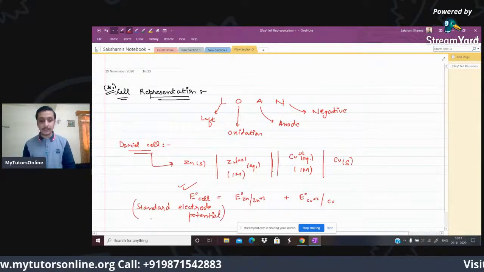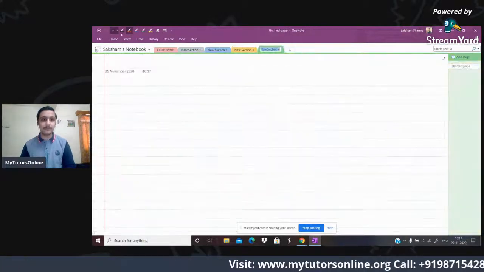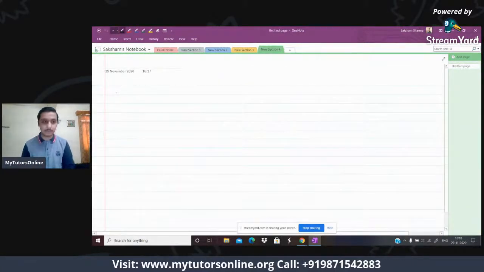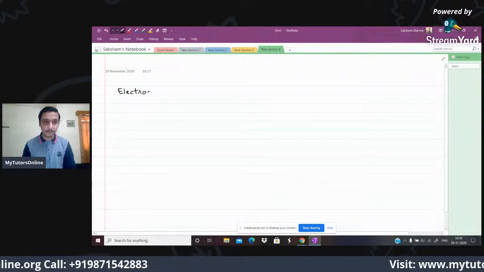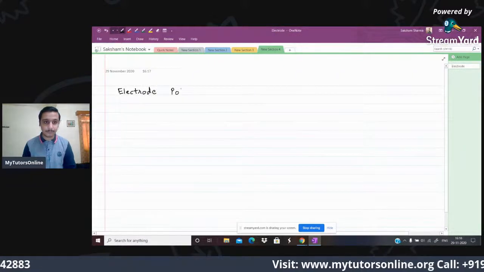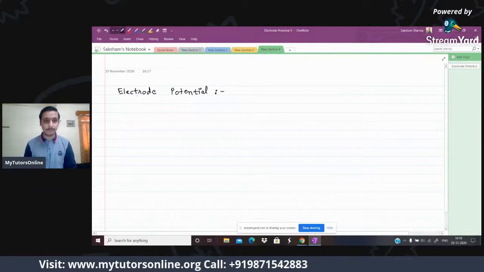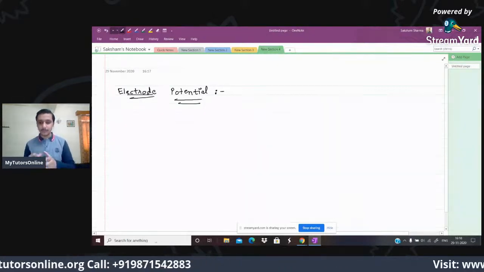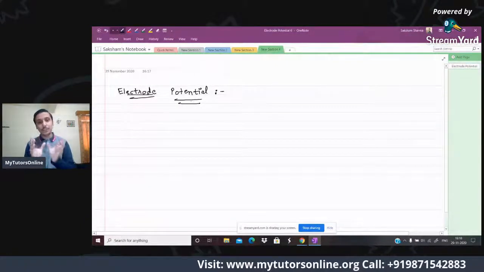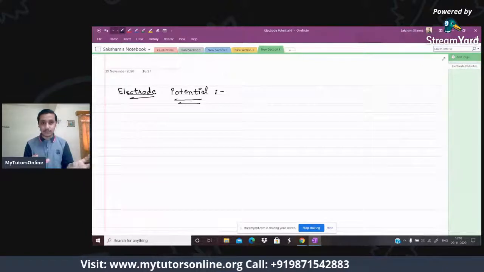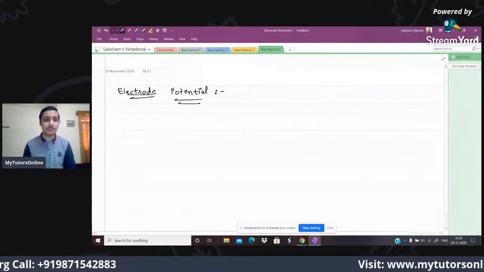Now, coming to electrode potential, we have another term defined, which is electrode potential. Okay. Now, what is electrode potential? Your electrode potential is defined as the potential difference between the electrodes and the electrolytic solution. So, that is your electrode potential.